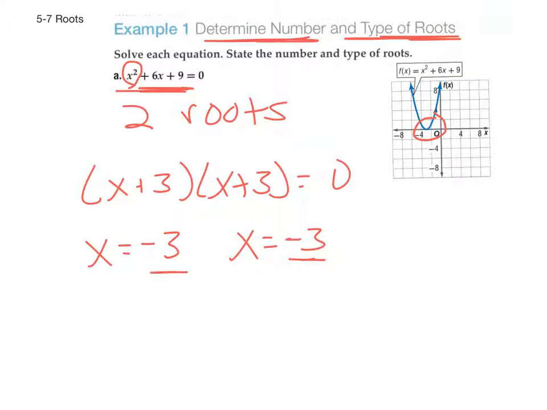So the type of roots are real because they are on the x-axis. And it happens to be the same number. So they're real roots, and there happen to be the same number, -3.